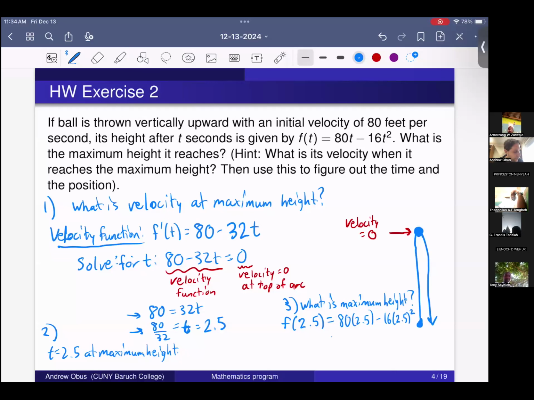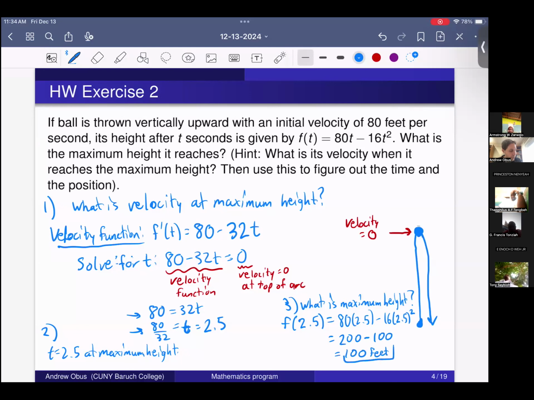So we multiply the 80 by 2.5, and we get 200. And then we take 2.5 squared, it will give you 6.25, and multiply by 16, it gives you 100. So we subtract the 100 from 200, and that gives you 100 as the maximum height. Great. F of t, right?